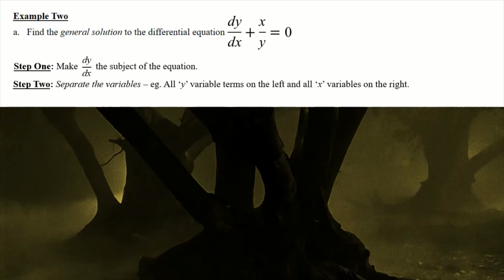And what this means is you need to put all the y variables on one side of the equation and all the x variables on the other side. Now I've stipulated left and right, left for y, right for x. You don't have to do that, it's up to you, but you have to make sure that the variables are separated by the equal sign. Step 3, we go back to integration. So you would integrate both sides of the equation.